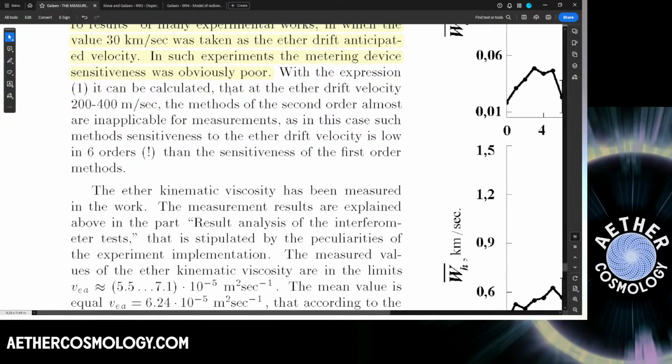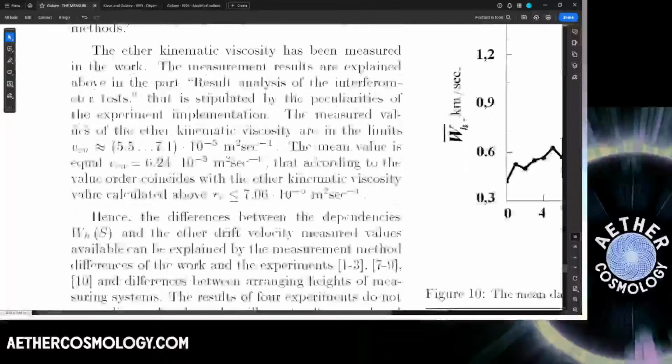With expression 1, it can be calculated that in such a case the measurement sensitiveness to the ether drift velocity is lower by 6 orders than the sensitiveness of the first order methods.